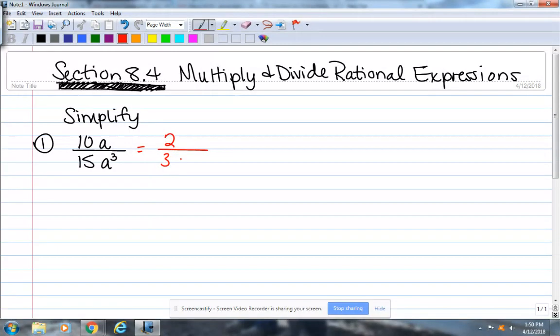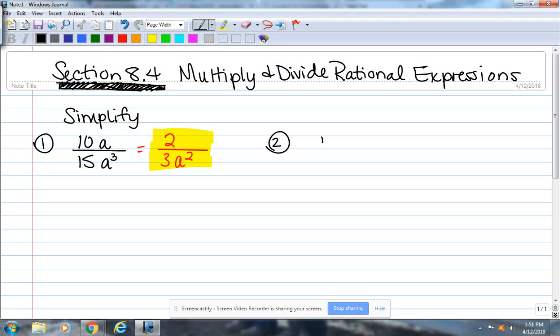Do y'all remember me saying big kid gets the leftovers? That's right. Big kid gets the leftovers. The a cubed is bigger, so after you subtract them, the leftover goes with that. So that's my simplified answer to number 1. Any questions there? So for numbers, you just reduce the fraction. For your variables, if they're the same, you subtract them on top and bottom, and big kid gets leftovers.